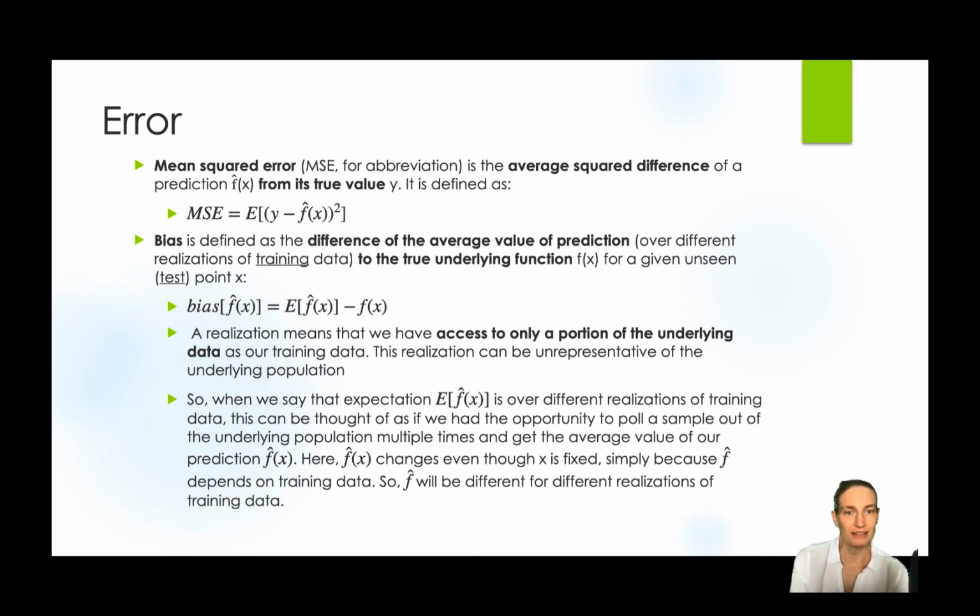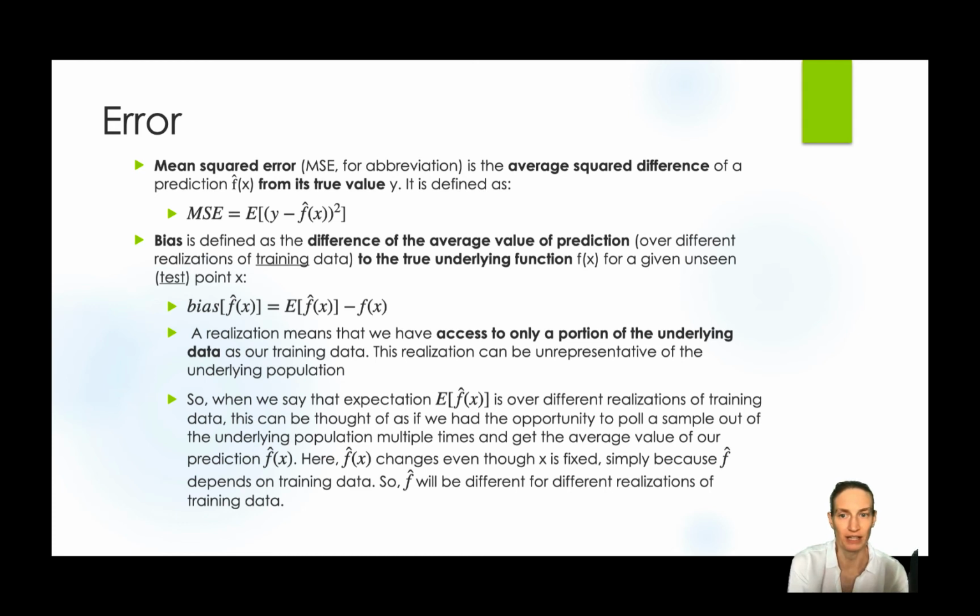If we look at the subfactors in this error value, first we have bias. Bias is the difference of the average value of the prediction to the underlying function f(x). There's a formula there for bias, which is basically just the predicted function minus the actual function. This is measured for different realizations of the training data.